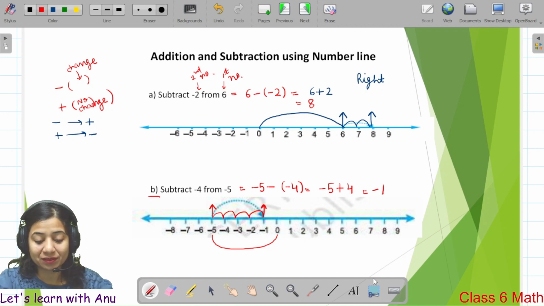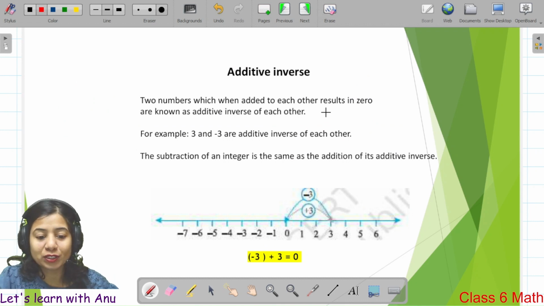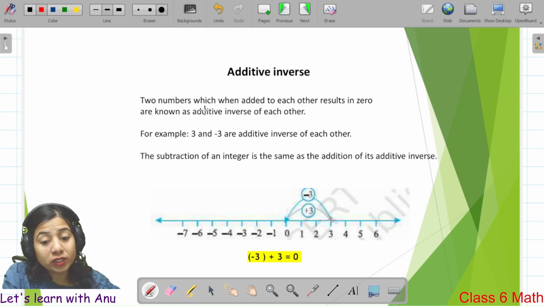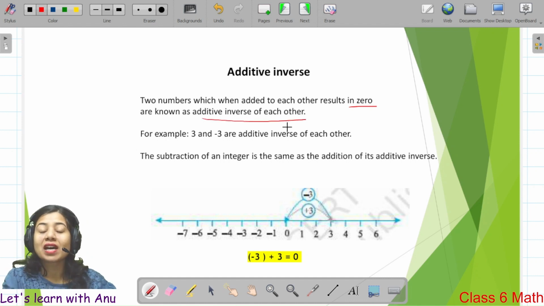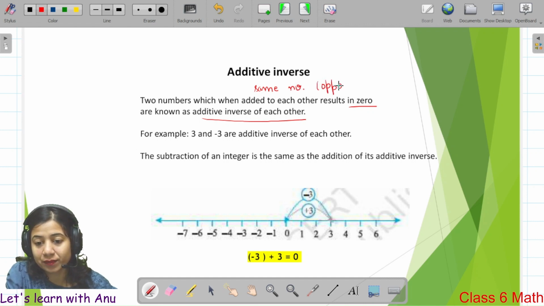So moving ahead. Additive inverse. So what is this? Let's see. Two numbers which when added to each other result in 0 are known as additive inverse of each other. So class, this is possible only when we have the same number with opposite sign. Then only the resultant is going to be 0. Same number but opposite sign.